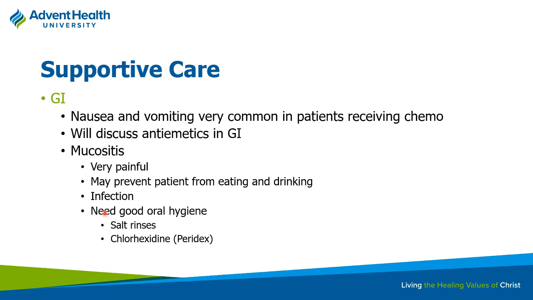So some of these patients may have to go on what we call total parenteral nutrition, where we actually give them all their nutrients through an IV in order to help replace that. So again, good oral hygiene: we'll do things like salt rinses to help keep it clean, or we may do things like chlorhexidine, which is an antiseptic agent that we can swab the mouth with, and that can also help.